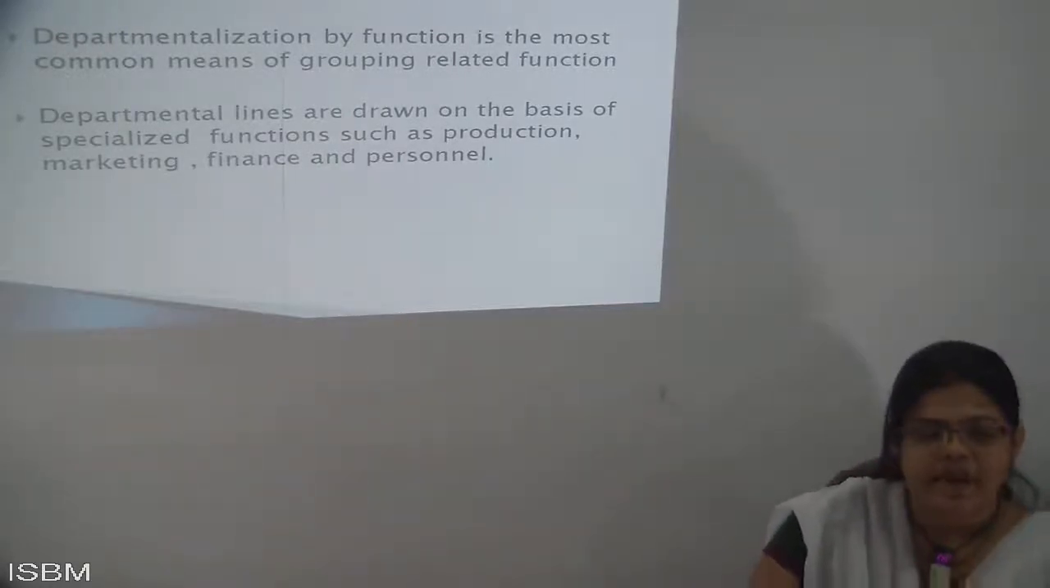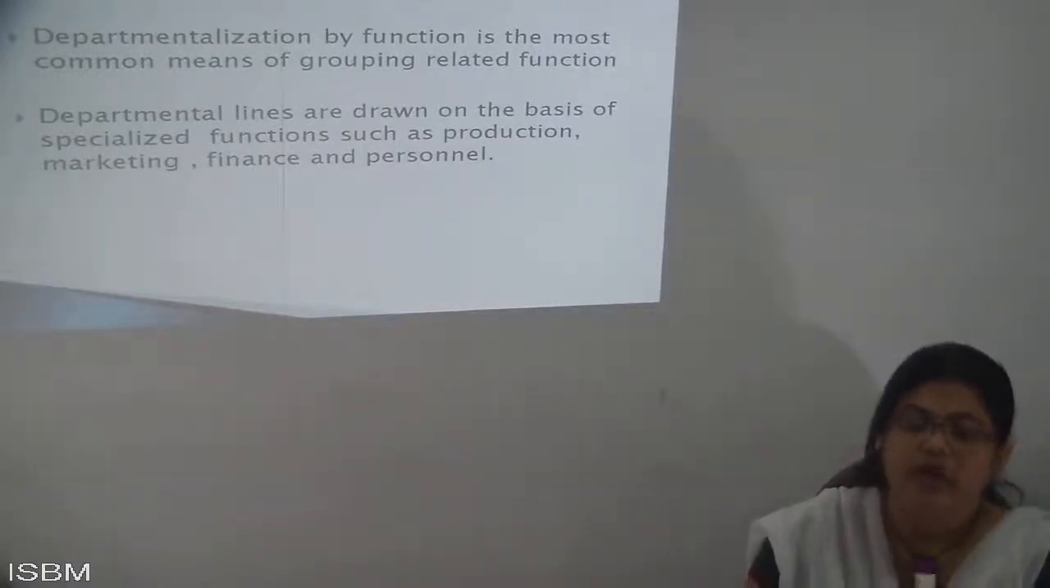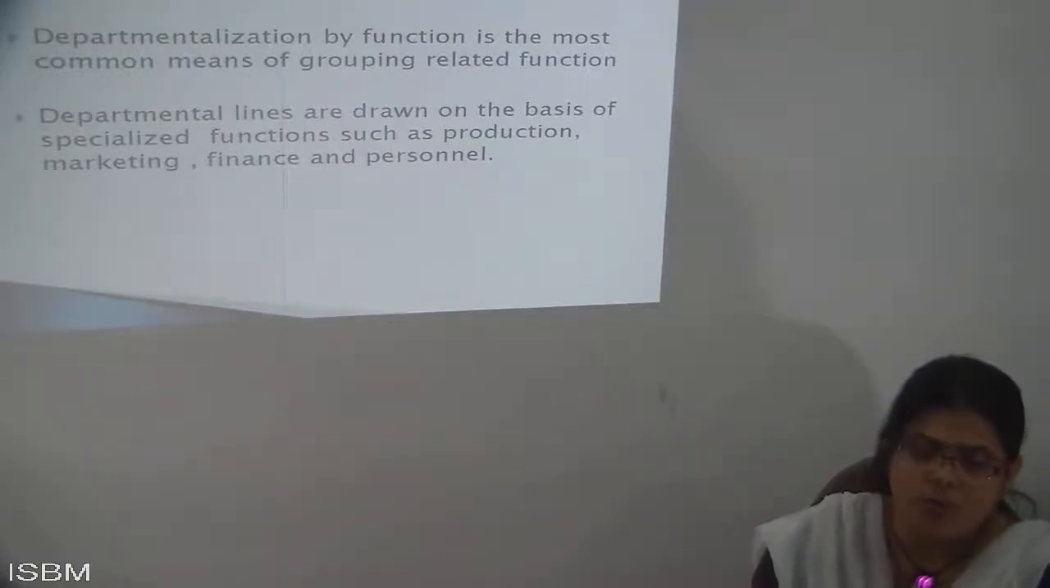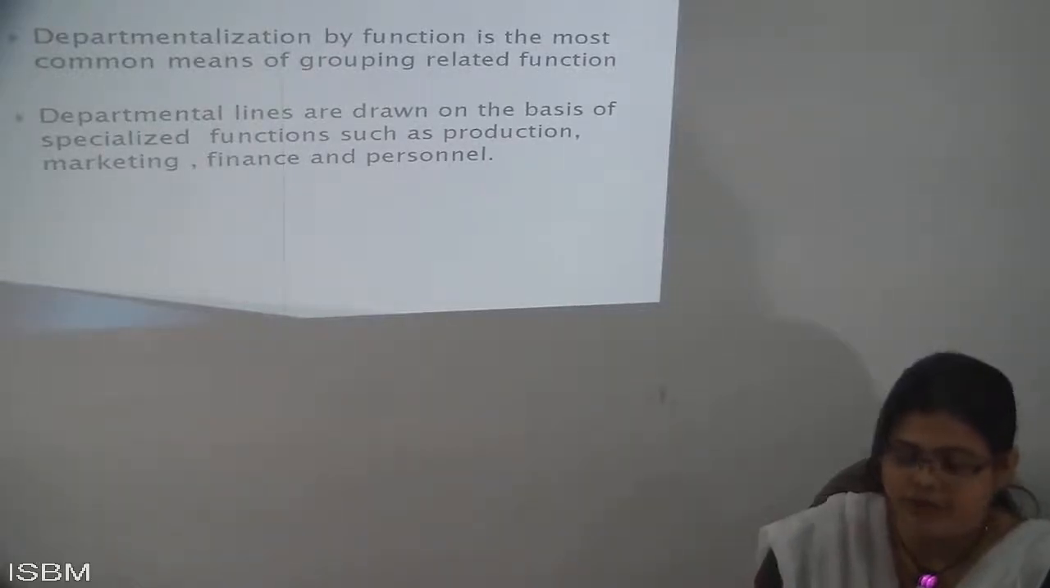Each and every department has people who are placed into a group, and they complete each piece of work by forming people into groups. So this is one type of advantage you get when you perform departmentalization by function.